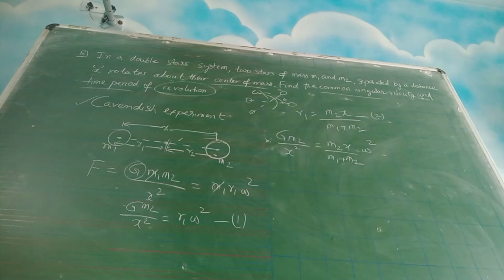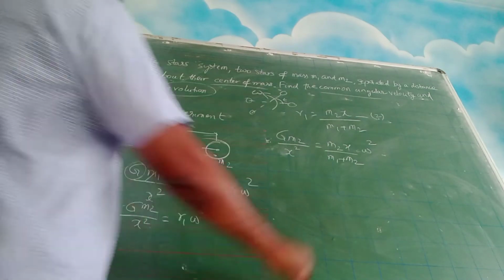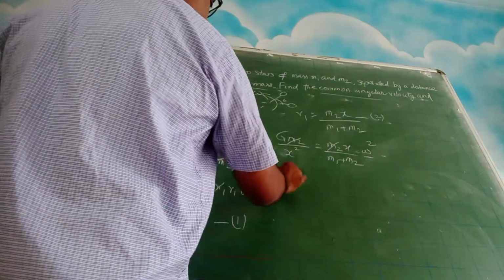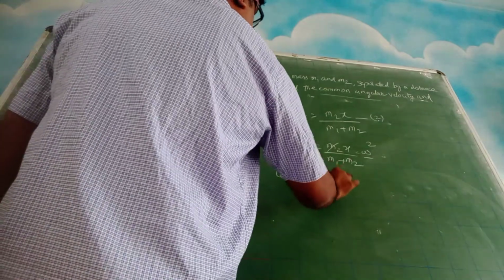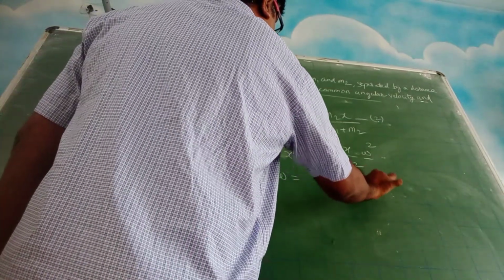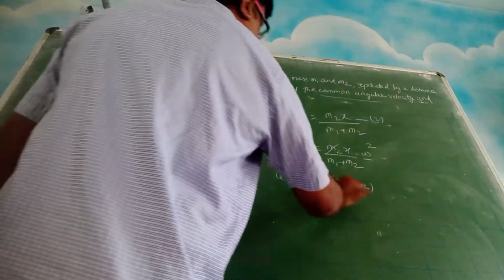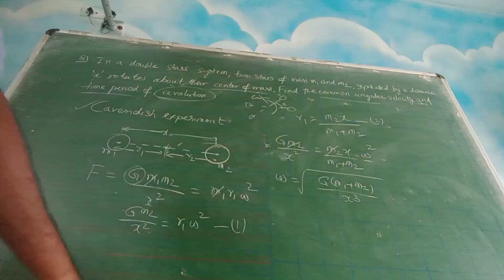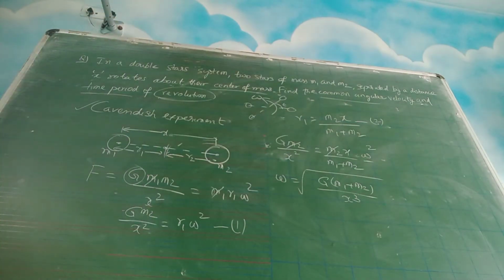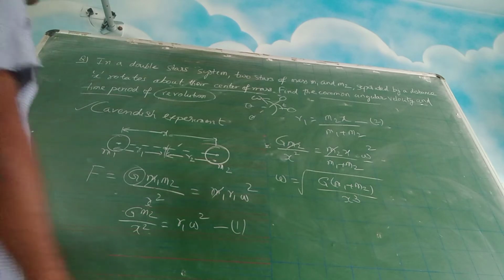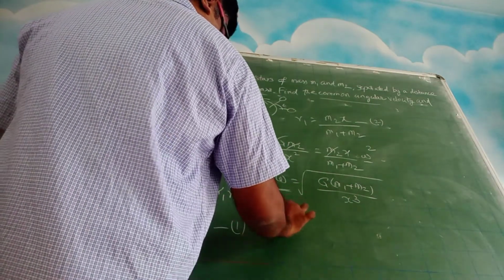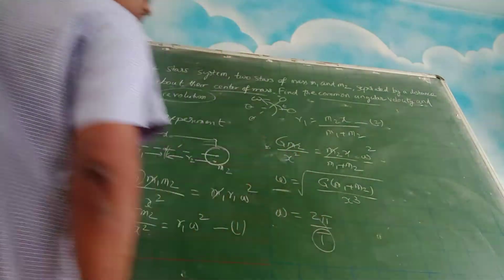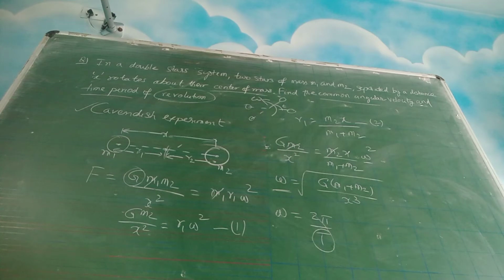By the way, what are we trying to find out? We are trying to find out the value of omega. So cancel out any common terms and you get omega is equal to the square root of G times m1 plus m2 divided by x cube. So this is your common angular velocity and time period of revolution. Once you know the value of omega, you know that omega is equal to 2 pi upon T. So you can work out the value of T, which I am leaving for yourself. So this is how you have to do this problem.